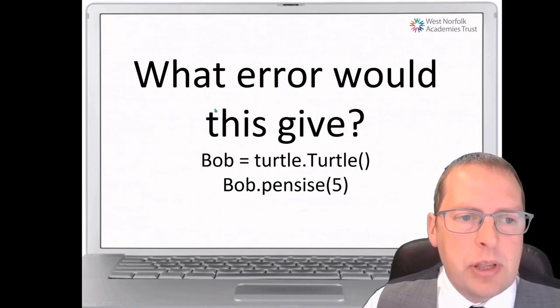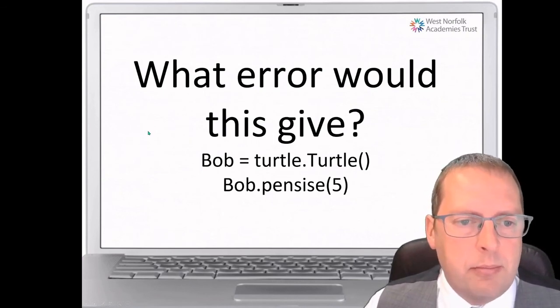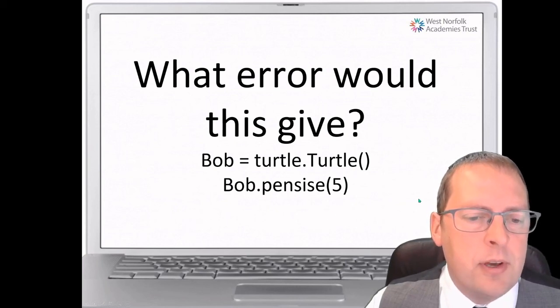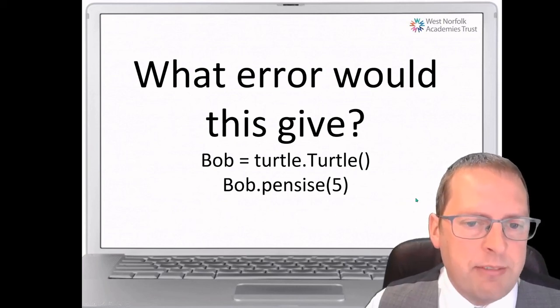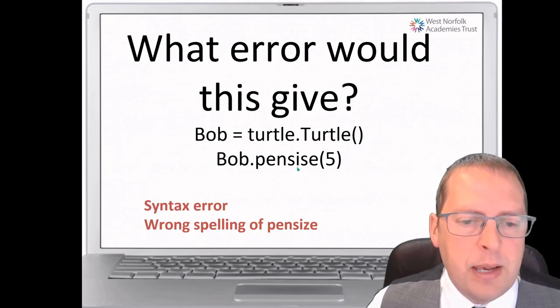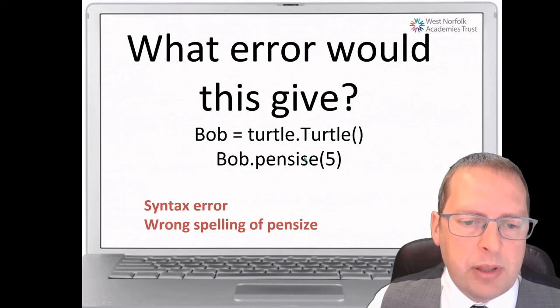And then we need to try and spot the error in this mistake. So Bob equals turtle.Turtle(). Bob.pensize 5, spelled wrongly. What is the mistake and what type of error would occur? So you can have a think about that. Hopefully you realise there'll be a syntax error because we've got a spelling mistake in pen size. So because of the spelling mistake, this should be a Z, we end up with a syntax error.